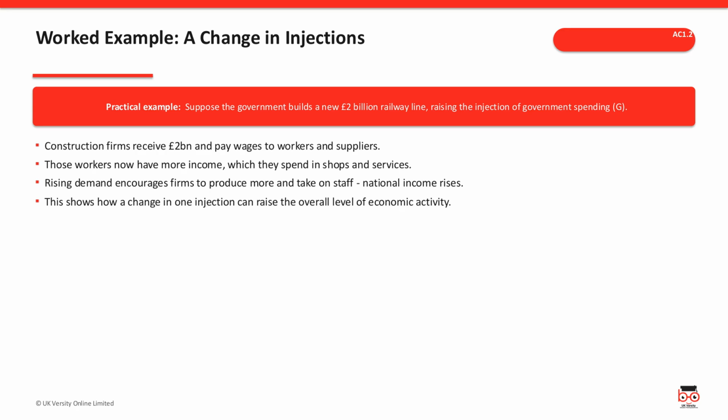Let's make that concrete. Say the government commits £2 billion to a new railway line. That's a fresh injection of government spending. The construction firms receive the money and pay it out as wages to workers and orders to suppliers. Those workers now have more income, which they spend in shops, cafes, and on services right across the country. Rising demand encourages other firms to produce more and take on staff, so a single injection ripples outward and lifts the whole level of activity. That knock-on effect is exactly what we look at shortly.